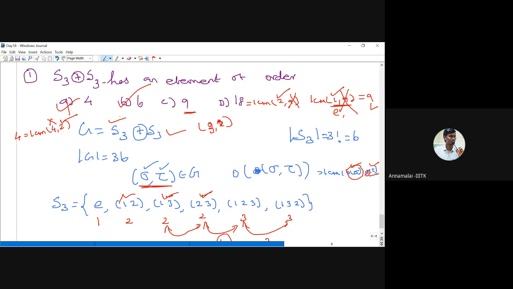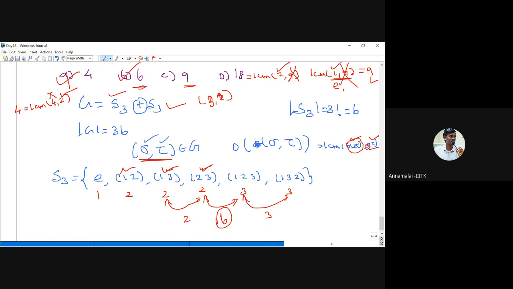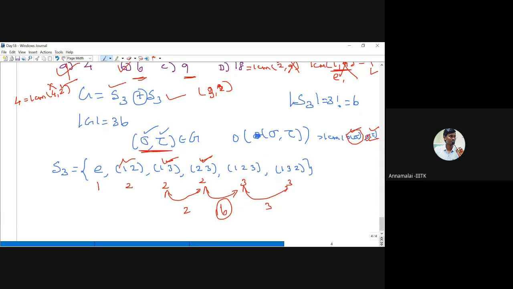The only possible is 6. And you can even say 6 is the maximum order of an element in the group S3 cross S3. The maximum order in S3 is 3. If we take the Cartesian product S3 cross S3, the maximum order is 6. Okay, so this is very important. This is a question asked in the JAM examination. Now maybe I will state one more question here. If you have any doubt, you can ask.